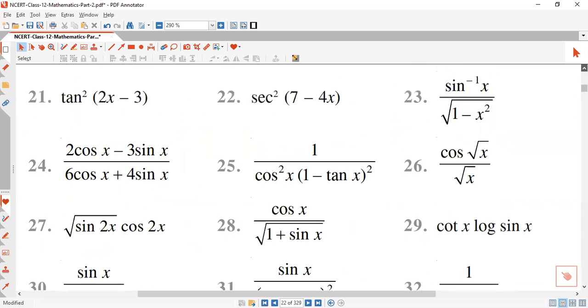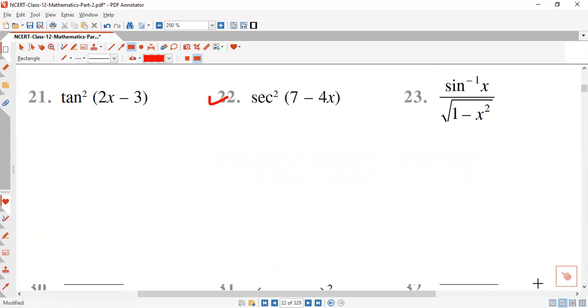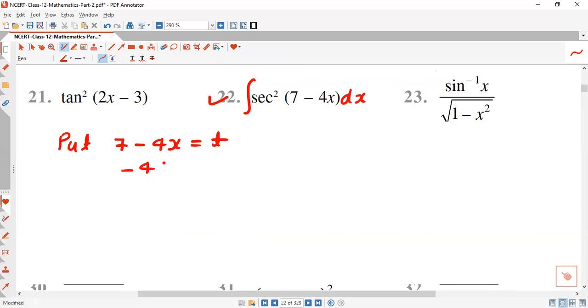Now, question number 22. Integrate sec square of 7 minus 4x. So here we are taking the integration. If you are taking the integration, you know the formulas. Put 7 minus 4x equal to t. So we say minus 4 dx equal to dt.